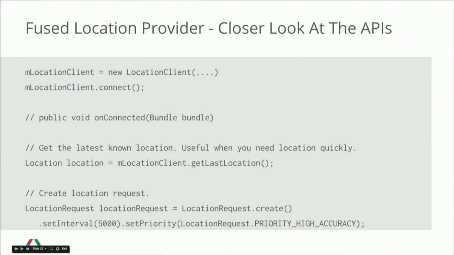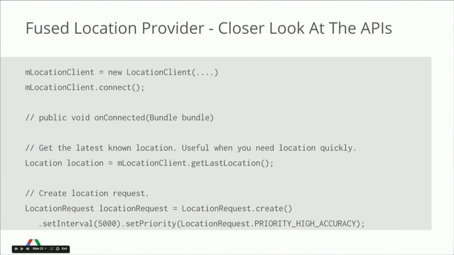All right. So now that I've talked about pending intents and listeners, let's have a closer look at the APIs. You create an instance of the location client. You call connect on it. You get a callback on connected. You call the function get last location on the location client object. You will immediately receive a coarse location that's maintained by the system.